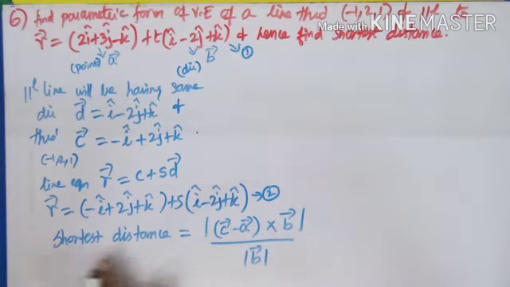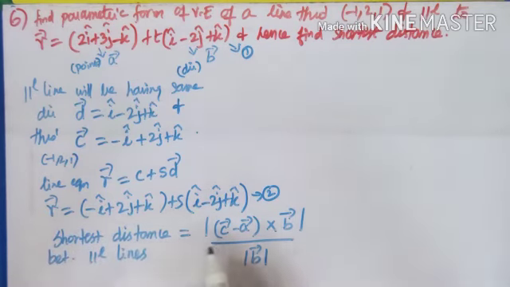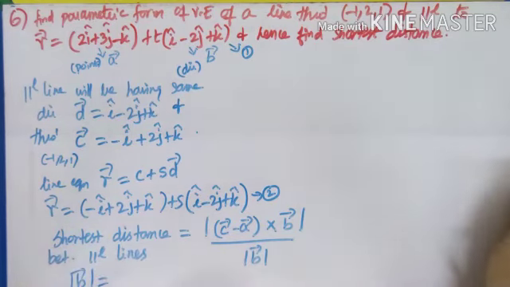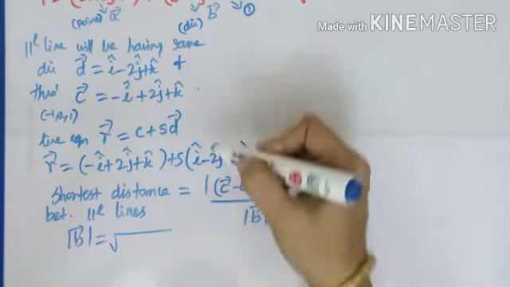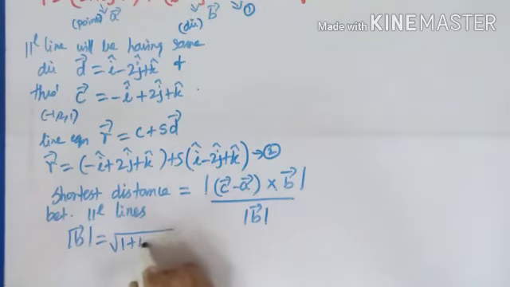So what is the formula? Distance is nothing but area by length. Area means cross product, length is the modulus of something. So what is the shortest distance between parallel lines formula? Modulus of (C minus A) cross B by mod B. What is mod B? Let me find out. The modulus of B is the root of squares. B or D, it is one and the same. 1 plus 4 plus 1, that is root 6.